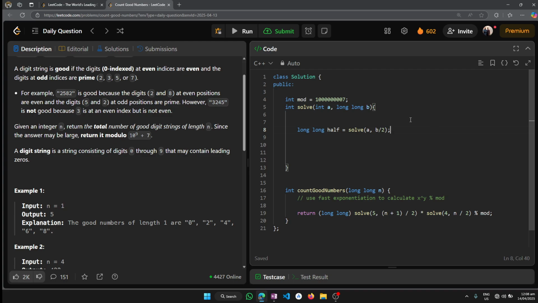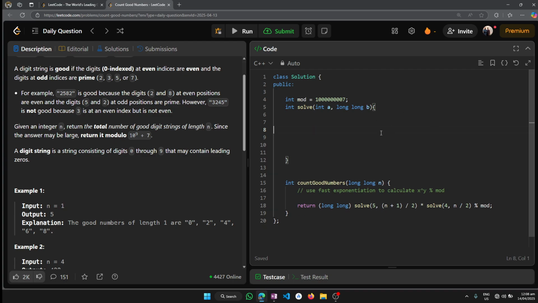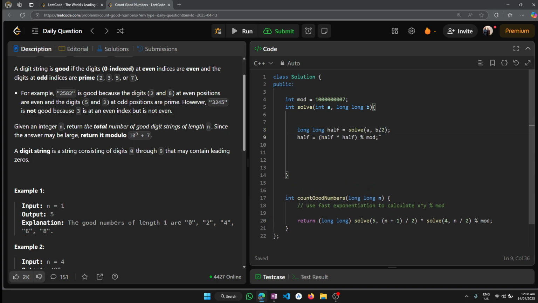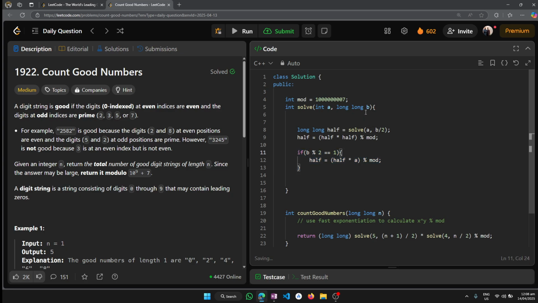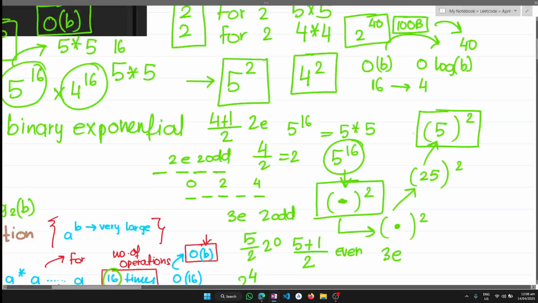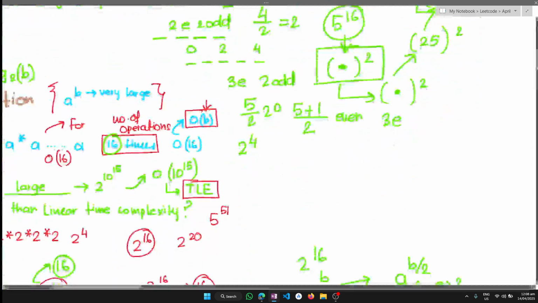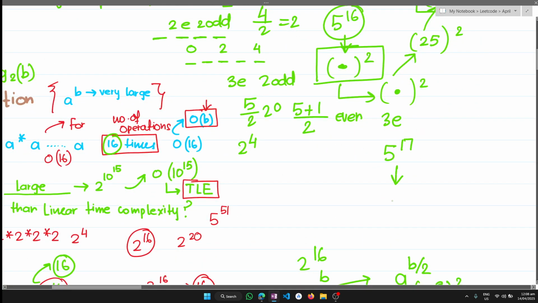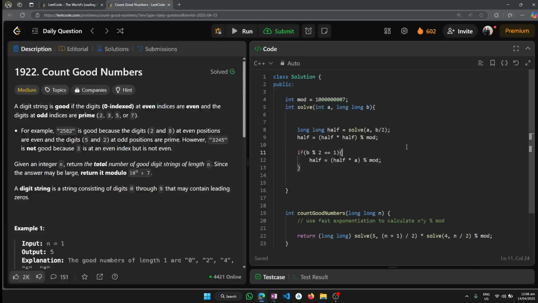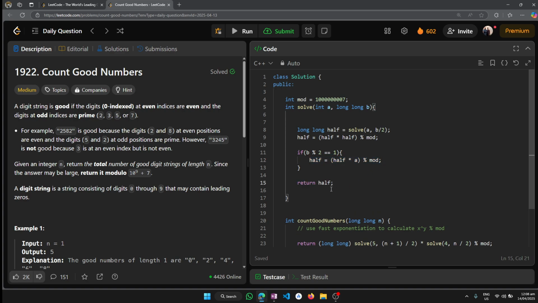Right. So over here I calculate what 5 to the power 8 is, and then I square it. After squaring, I'm going to check if b was odd. If b was odd, then I would have to multiply. Dekho, I'll explain what this means. If it was 5 to the power 17, then I would have had to do 5 to the power 8 whole square into 5 to the power 1, right? So that 5 to the power 16 into 5 to the power 1 becomes 5 to the power 17. So for odd powers, when b is odd, I need to have this check in place. Okay. Similarly, I'm just going to return half.